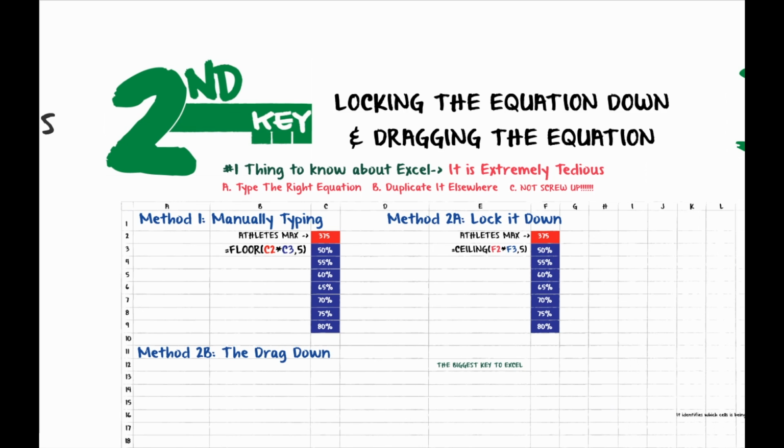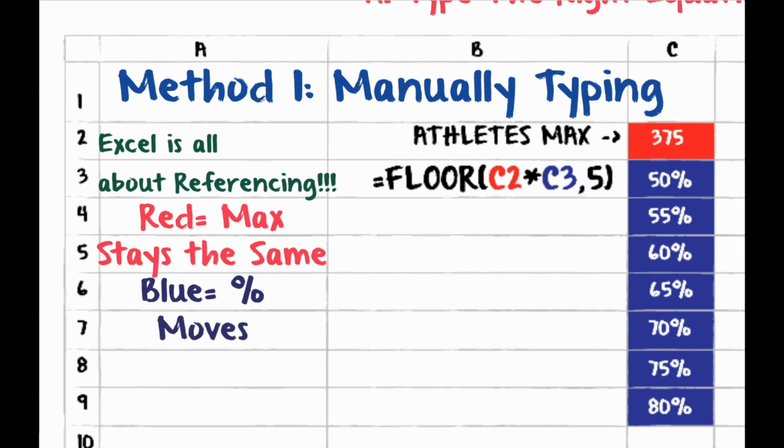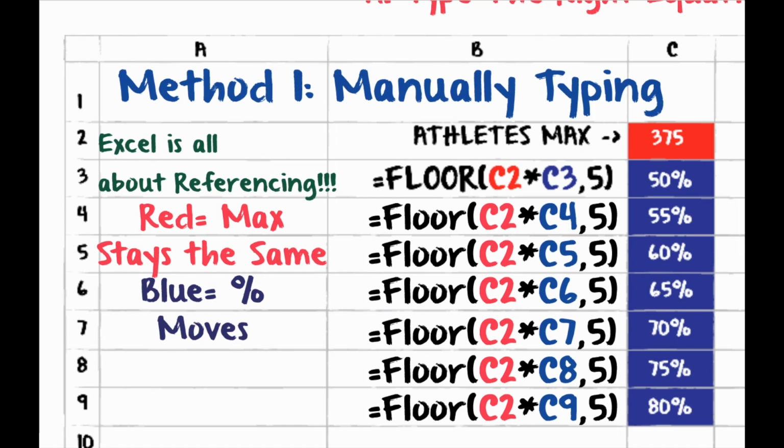Excel is all about referencing. The red cells C2 represent the athlete's max, which we want to keep the same as we duplicate the equation. And you can see that the blue cells change accordingly from C3 to C9 as we duplicate the equation down the line. The pro of manually typing these equations out is that it serves as practice and teaches you how to become accurate in your programming.